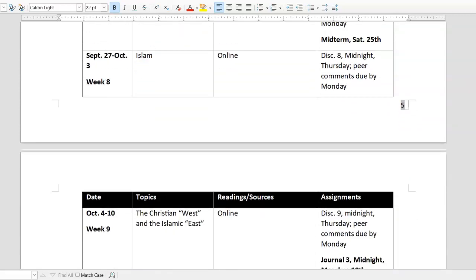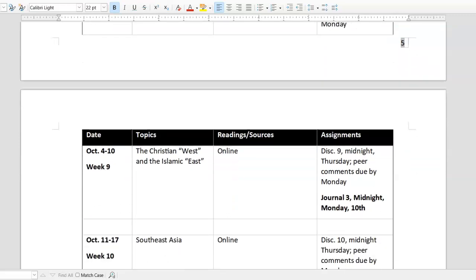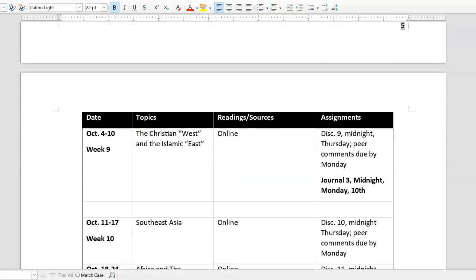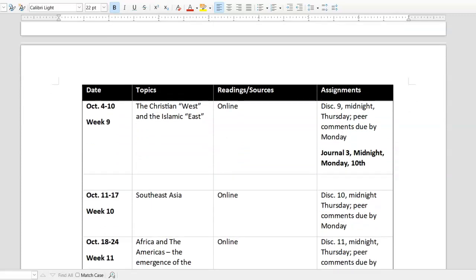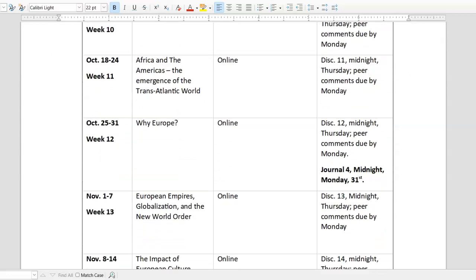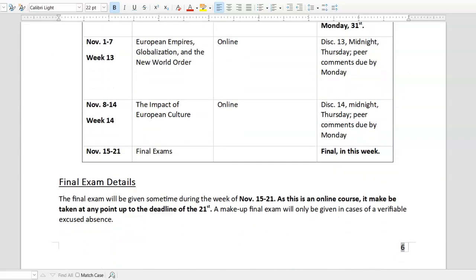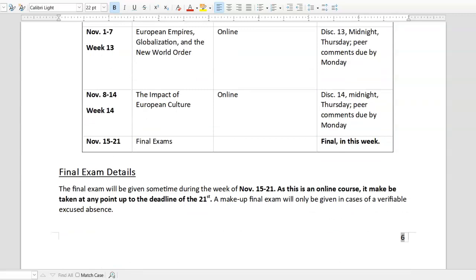And again, the way I have it structured is basically our weeks run Tuesday to Monday, so that you'll have a little more time this first week to consider your first discussion post and get it laid out. So there we are. Our actual last day of class is November the 14th. And then the final exams are in the week of the 15th through the 21st.